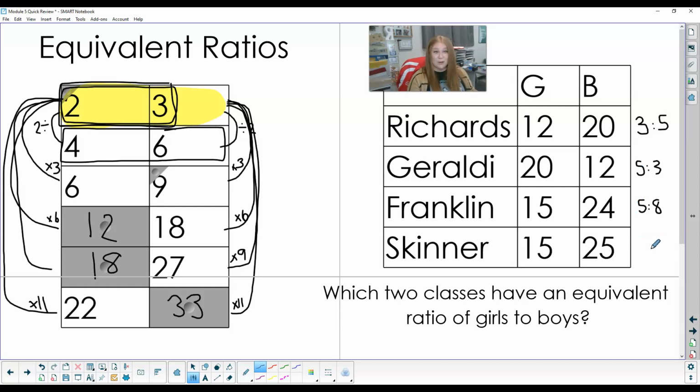Okay, so let's see. This one hopefully will match to one of them. So 15 and 25. Oh, I can see how nice they both end in 5. So they're both divisible by 5. 15 divided by 5 is 3. 25 divided by 5 is 5. So now I can see that Richards and Skinner both have an equivalent ratio of every time they have 3 girls, they have 5 boys. So this one, it just times by 4. This one times by 5, but they have that same basic ratio. So simplify them. It's just like simplifying a fraction. Simplify them, see which ones match.